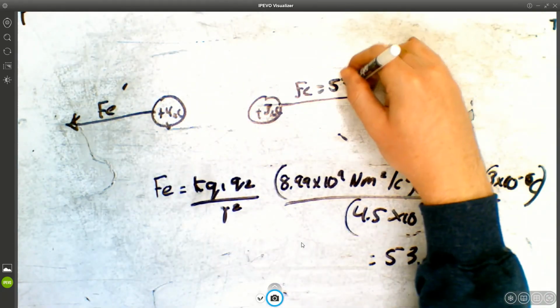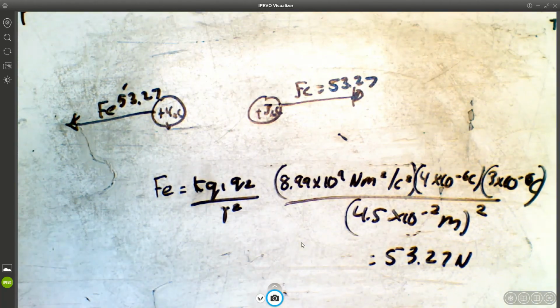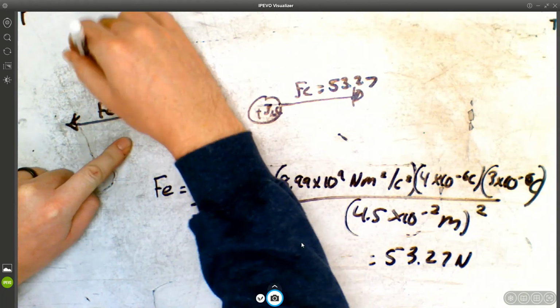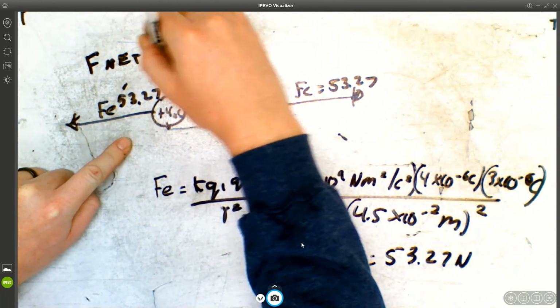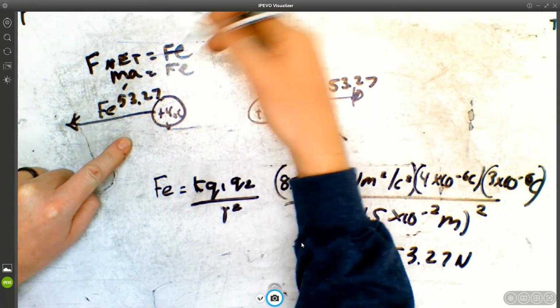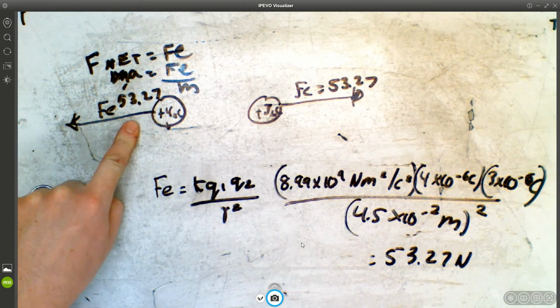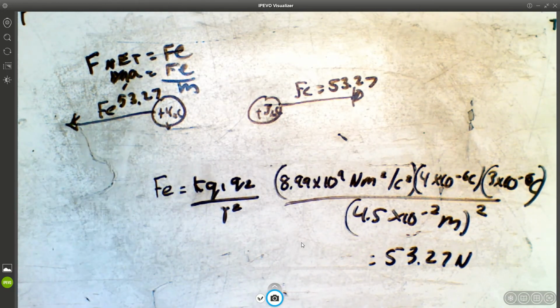So this is 53.27, 53.27, and this is a free body diagram. So F net is just going to equal that Fe. Break this down into ma. So if I move my mass down below like that, it's just our Fe divided by our mass.